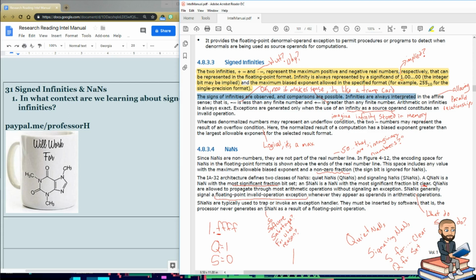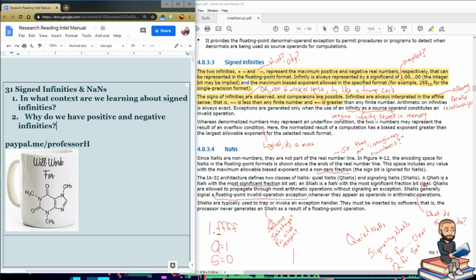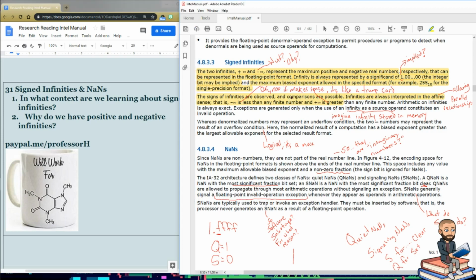Infinities are always interpreted in the affine sense, and apparently affine is a concept that allows parallel relationships. So infinities are always interpreted in the affine sense, that is, negative infinity is less than any finite number. So to recap, it's because you can make comparisons in programs, right, in code. And if you ever make a comparison of something to negative infinity, it will always be less than the number you're comparing it to. And the reverse is true for positive infinity.